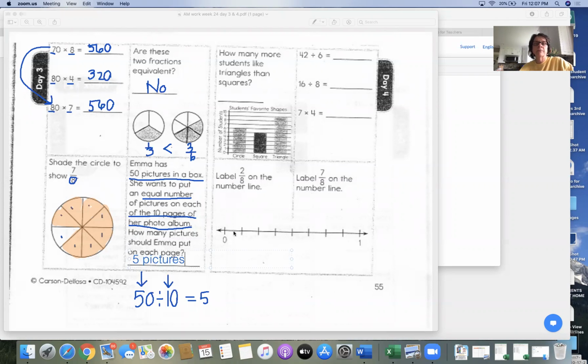Okay, remember to dress up your number. Okay, we're on to day 4. Day 4 is a graphing problem. We spent some time with that during our distance learning. How many more students like triangles than squares?